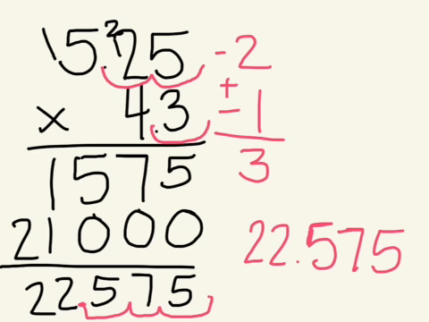And that's how you multiply decimals. So it's very important right here to pay attention to your adding your 2 and your 1, and you're moving the 1, 2, 3 decimal places for your answer.